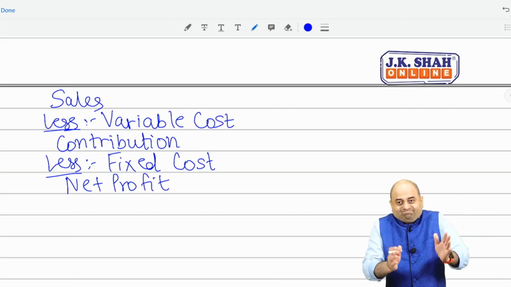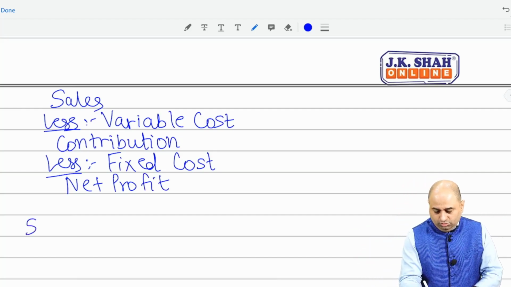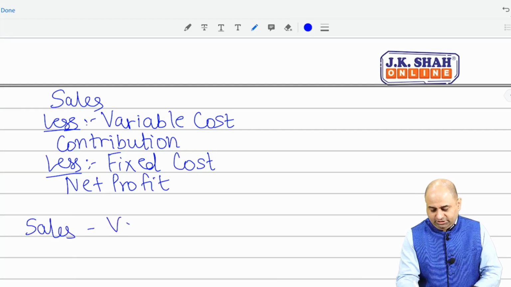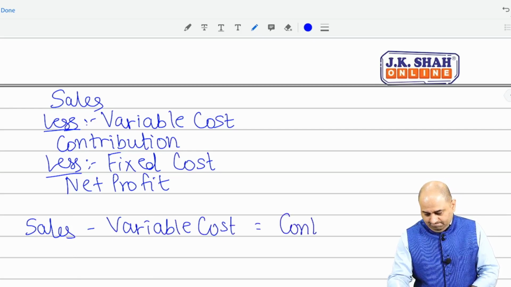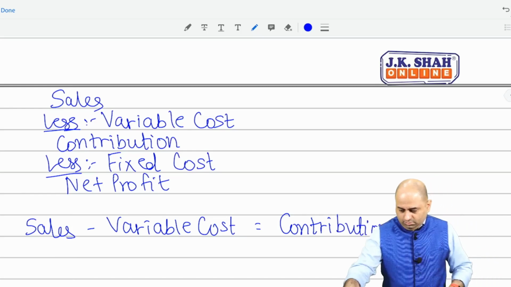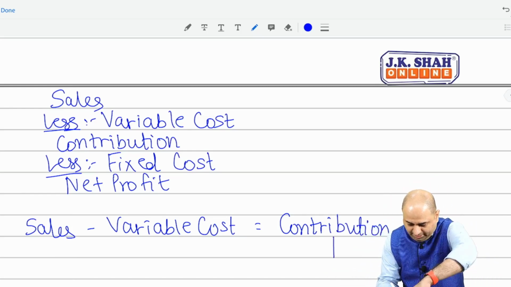It's just that I somehow present it this way: sales minus variable cost is equal to contribution, which I divide in two parts.